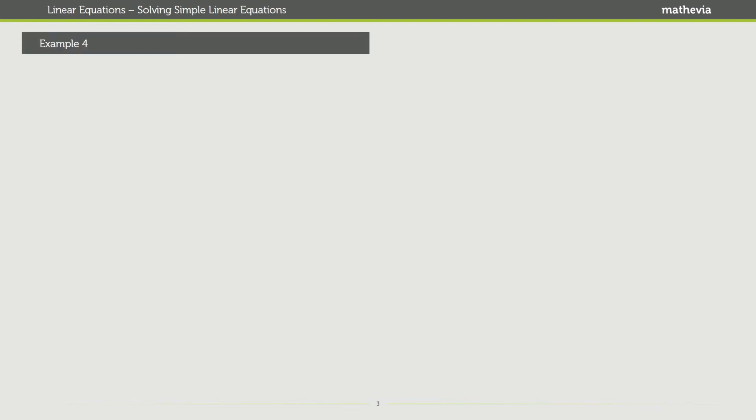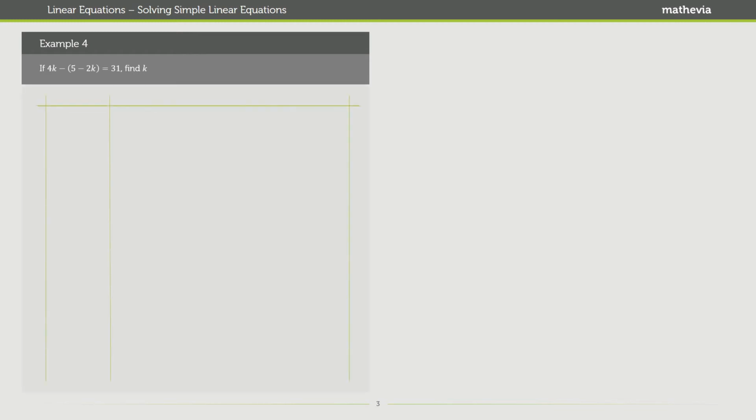Now, example 4. Example 4 says if 4k minus 5 minus 2k equals 31, find k. This is actually very interesting. We have a very small difference here, and our one difference is the fact that we have brackets in this case. So we have 4k minus (5 minus 2k) equals 31. And the first thing we want to do here is get rid of those brackets.